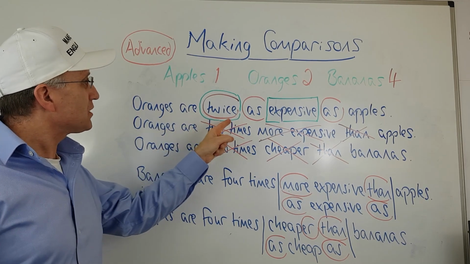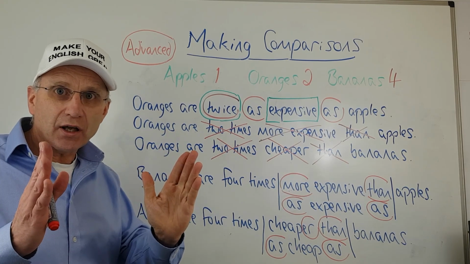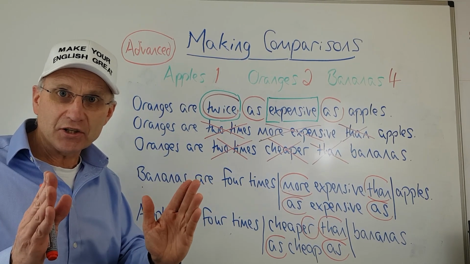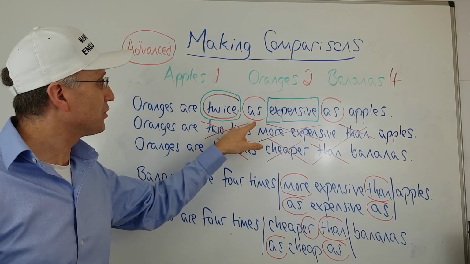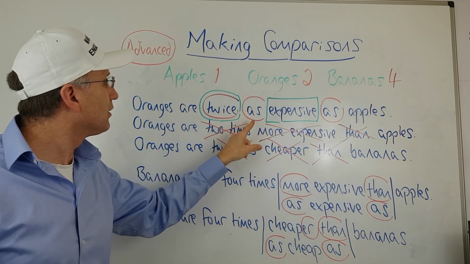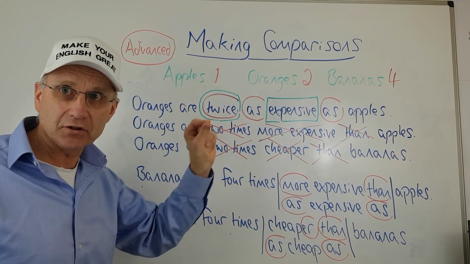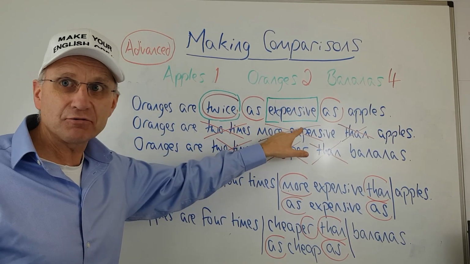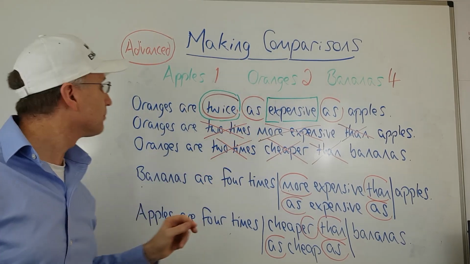Oranges are twice as expensive as apples. Sometimes you can be more precise about the size of the increase, and advanced comparisons help you to do that. And the advanced one is with as, as. And the adjective, just as with the negative where it's not as, as, the adjective doesn't change. So it's not more expensive, it's expensive. If it wouldn't be cheaper, it would just be cheap.